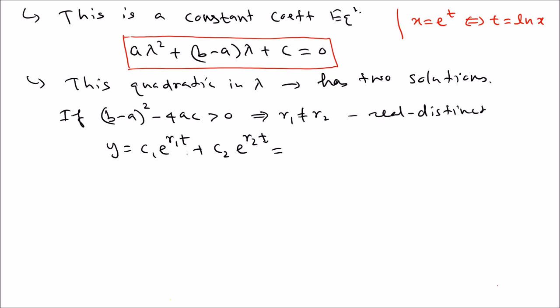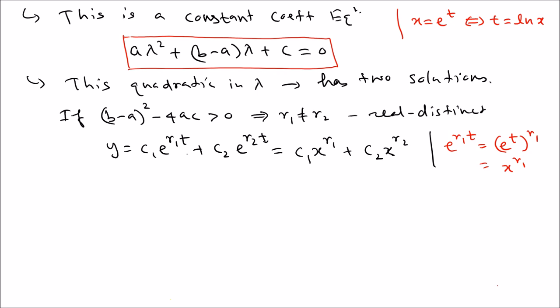So let's use that. That means e to the t is simply x. If you replace that, you can write this as c1, e to the t is x, so it becomes x to the r1. Same thing, e to the t is x, so this becomes c2 x to the r2. And why is this algebra? Because if you have e^(r1 t), you can write it as e to the t to the r1, that means x^r1. That's what happened, just basic algebra. So you get the solution in x.